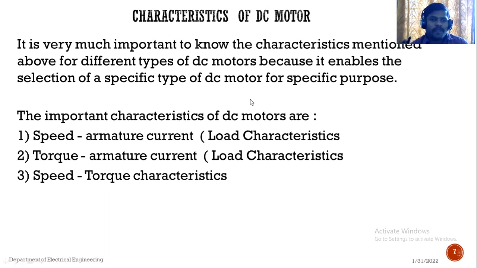Again, there are three main important characteristics. The speed versus armature current characteristic, that is the load characteristic. The torque versus armature current characteristic, again a load characteristic. And the speed characteristic, that is the speed torque characteristic. So there are three types of characteristics: first, speed armature current; second, torque armature current; and third, speed torque characteristics.